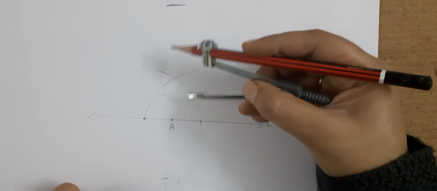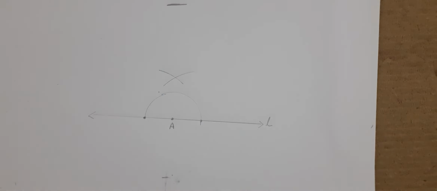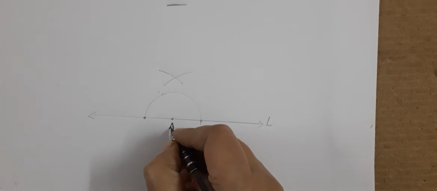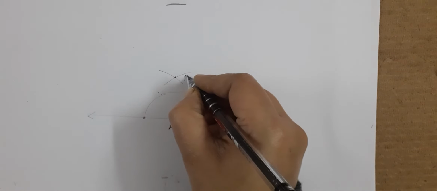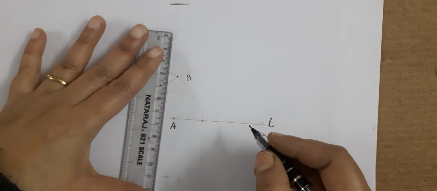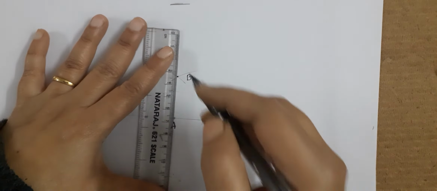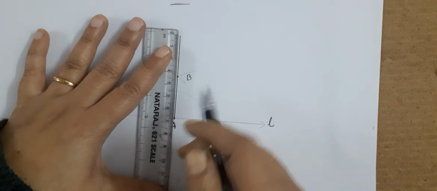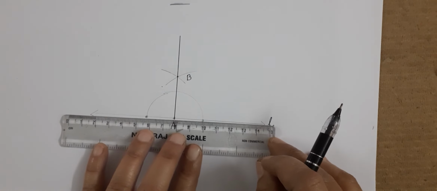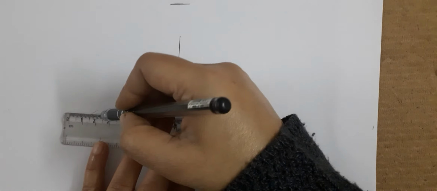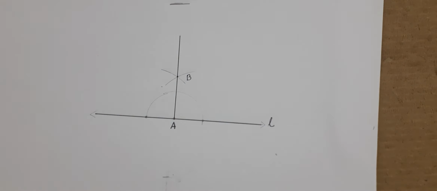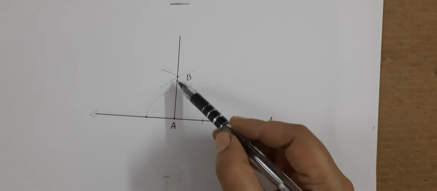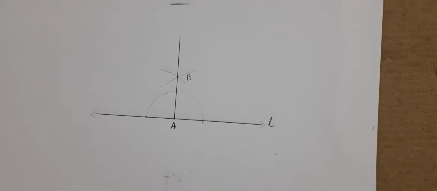We will join this point with A. So, let us name this point. This is point A. This is our line L. Let us name this point B, and we will join AB. Okay, you have to do this construction with pencil only. I am making it with pen so that you can see it clearly in the video. Okay, we have got our line L and then we will draw a perpendicular. Now this line BA is perpendicular to line L.